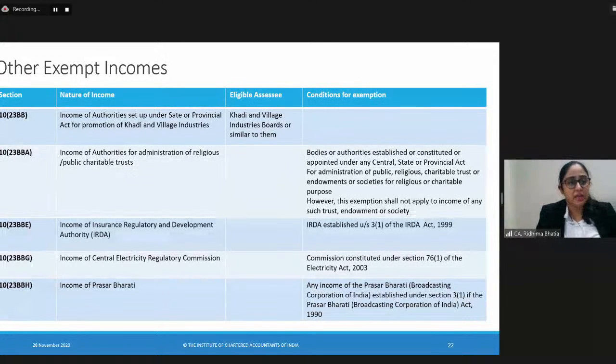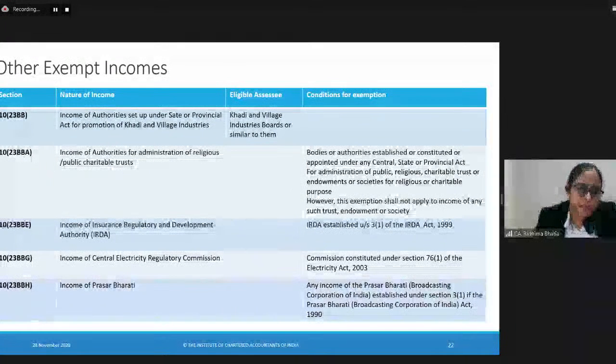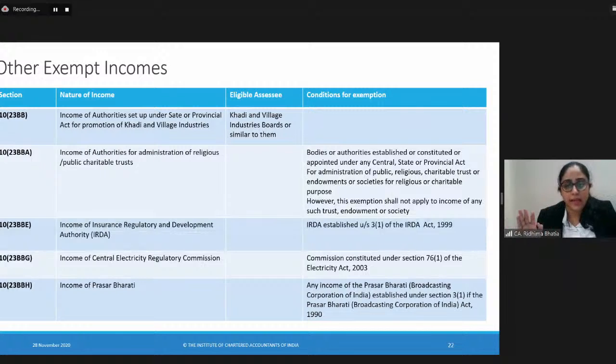Section 10 clause 23BBE: IRDA, you have heard, the Insurance Regulatory and Development Authority of India. All of these bodies generally have their income exempt in particular sections. So section 10 clause 23BBE says all income of IRDA is exempt. Similarly, CERC, the Central Electricity Regulatory Commission, their income is also exempt under section 10 clause 23BBG. Income of Prasar Bharati. Prasar Bharati is our government's broadcasting channel, which came through the Broadcasting Corporation of India. So any income of Prasar Bharati is exempt under 23BBH.